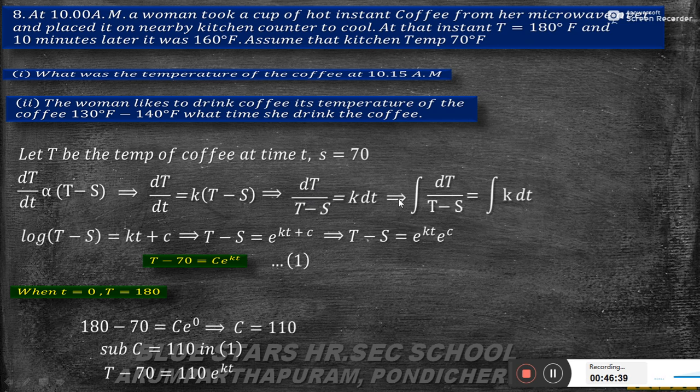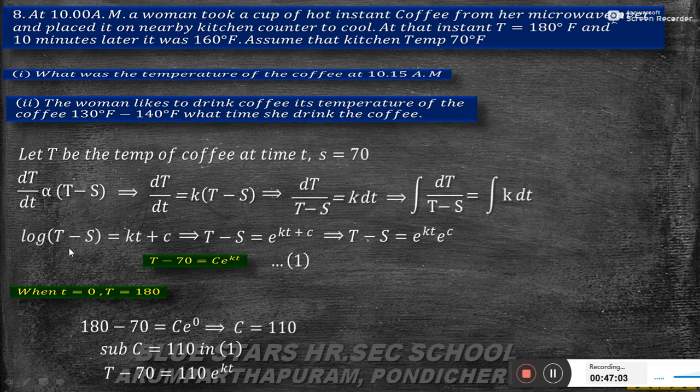The next step, integrating on both sides. I take the integration on both sides: the integral of dT/(T minus S) equals the integral of k dt. So the integration of 1/(T minus S) is log of (T minus S), equal to k times the integration of dt, which is t. So kt plus C.